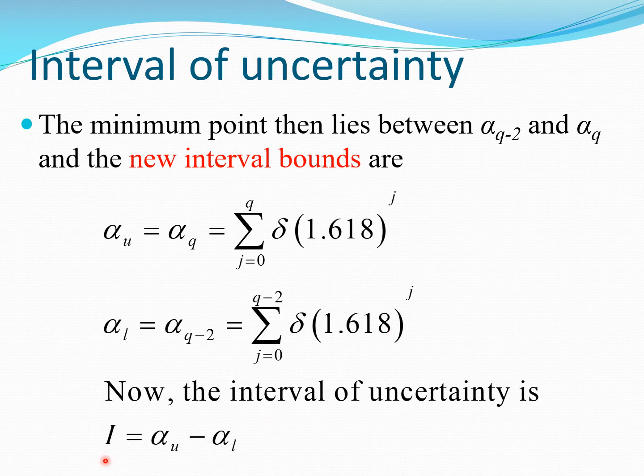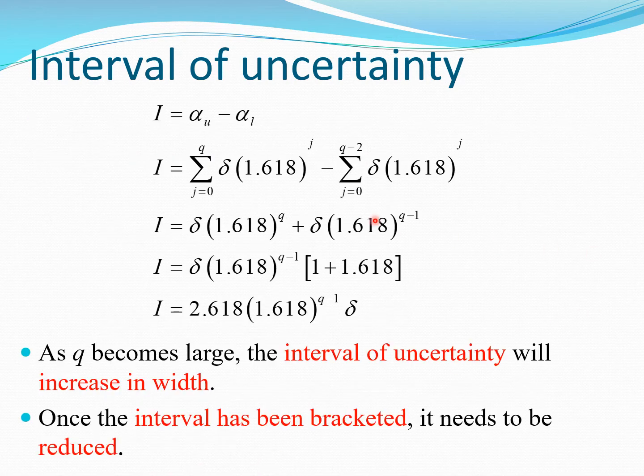So now the I value would be alpha u minus alpha L. And now if we look at this I value here, we can write down this expression from the previous slide, and then we can extract two terms from here. So we can extract the qth term, which will be delta times 1.618 to the power q plus delta times 1.618 to the power q minus 1, and the remaining terms will be the j's 0 to q minus 2 terms, and those terms would all cancel out. So we are only left with these two terms.